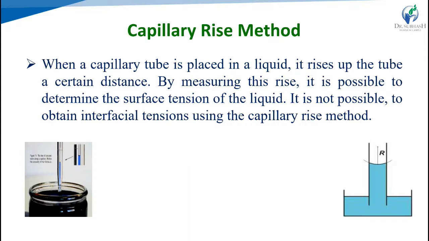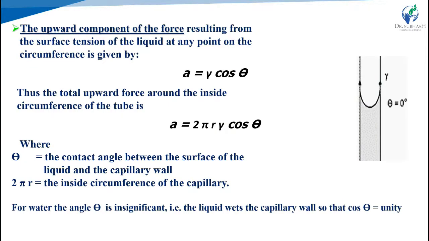The rise of liquid in the tube continues until the upward movement is balanced by the downward force of gravity due to the weight of the liquid. This is the capillary action. Here there are two opposite forces: first, the upward force due to the surface tension, and second, the downward force due to gravitation, the weight of the column of liquid in the capillary tube.